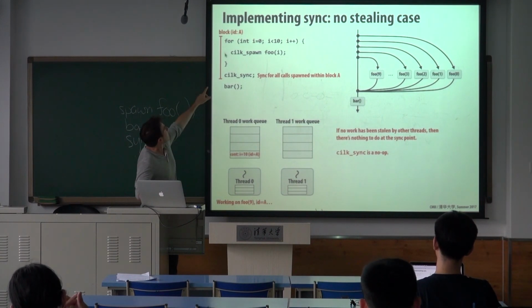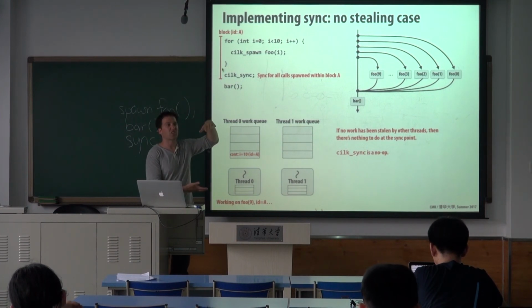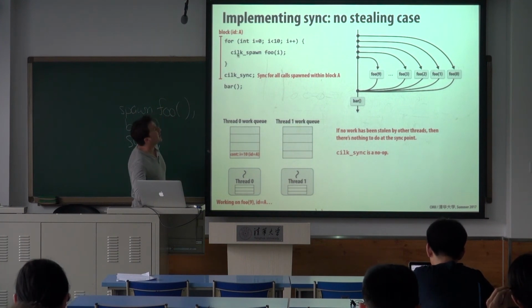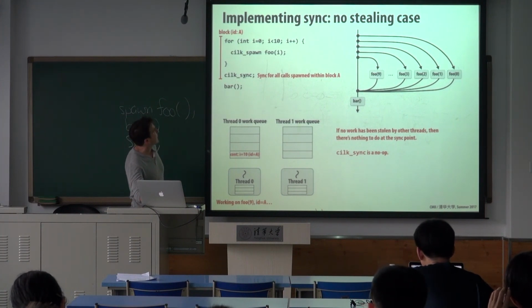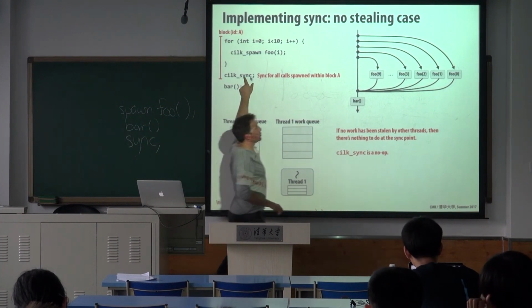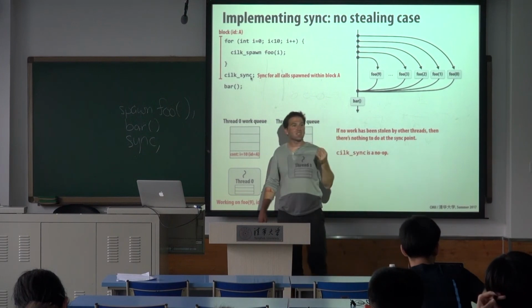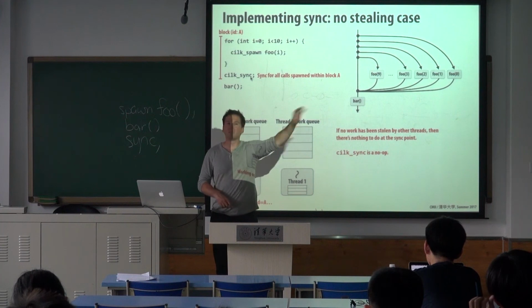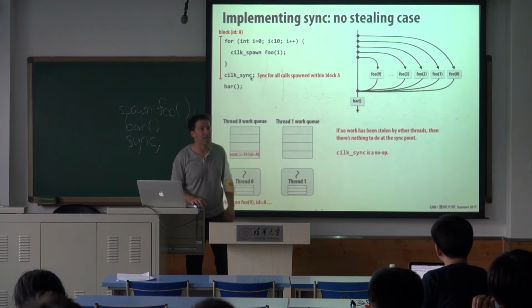Okay, so let's consider this part of the code just a block of code. I'm going to call it block A, to keep it very simple. Block A creates all of these independent spawns, and the sync at the end here can only return when all of those spawns are done. But it can be a little tricky to know when all the spawns are done, because they might have been stolen by other processors that might be working on them.